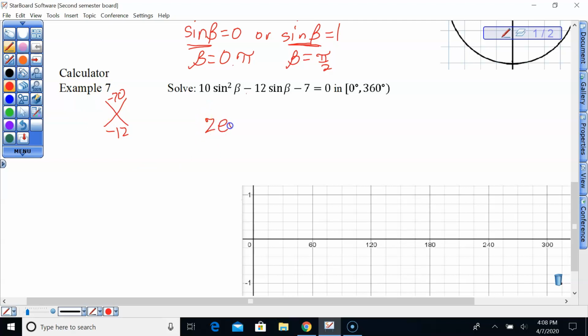So we're going to use the zero method. Make sure our calculator is in degrees. So we're going to type in our equation, y equals, instead of 0 equals, 10 sine squared beta minus 12 sine beta minus 7. And we're going to graph that.